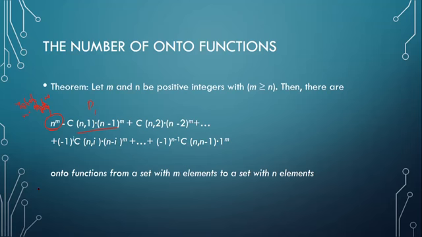So over here, if m and n are positive integers in such a way that we are creating an onto function from a set with m elements to a set with n elements, then this is the formula: n power m minus nC1 into (n minus 1) whole power m plus nC2 into (n minus 2) whole power m, and so on. How did we get it?